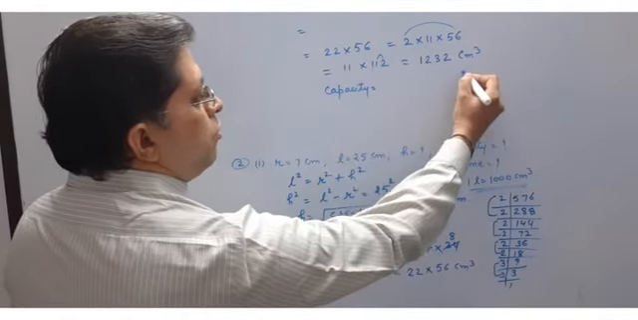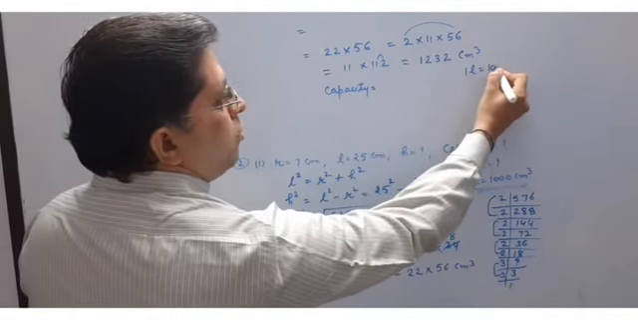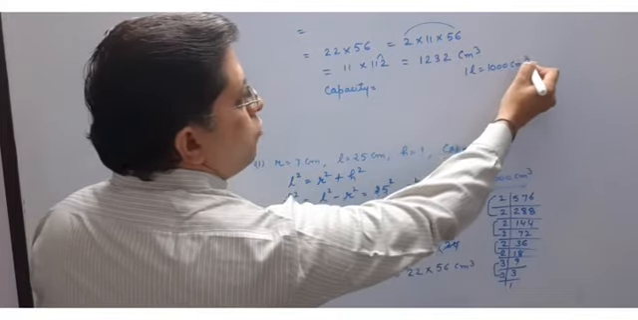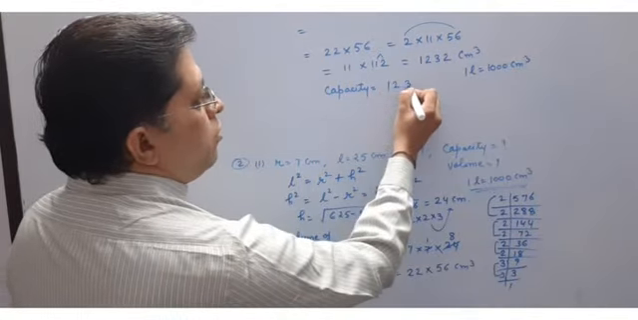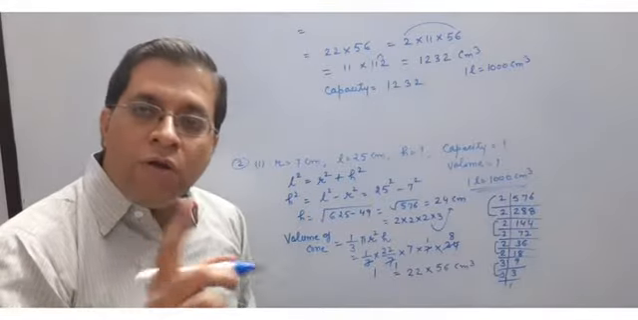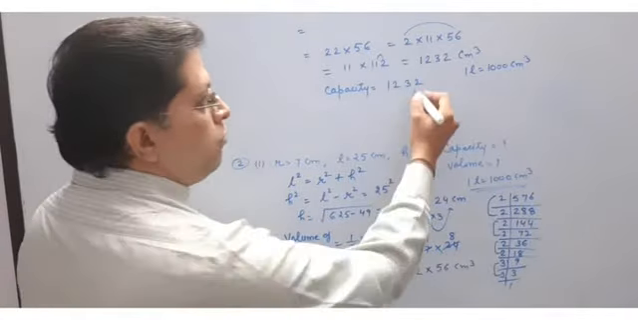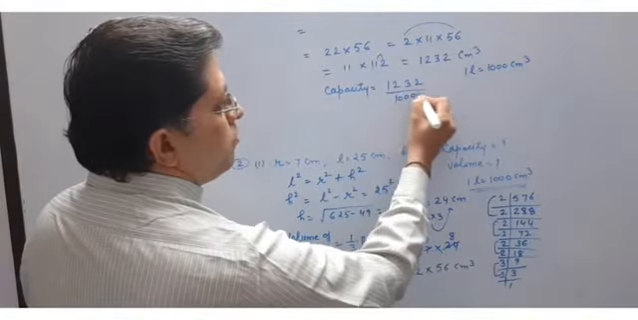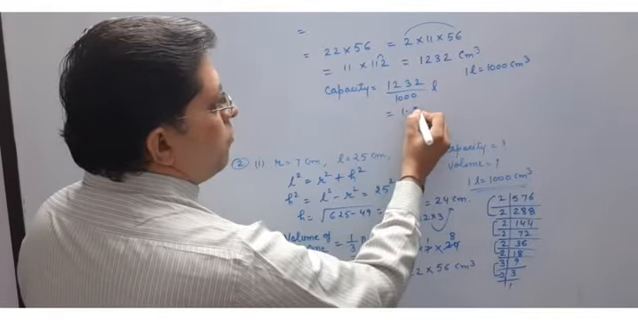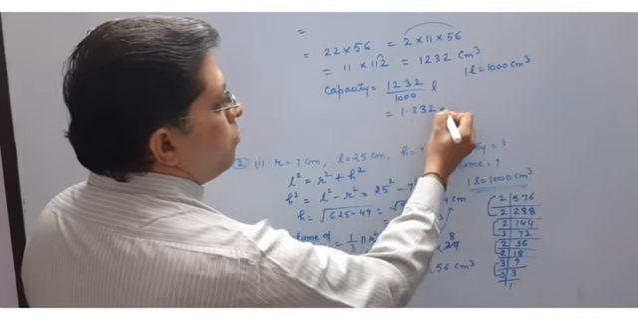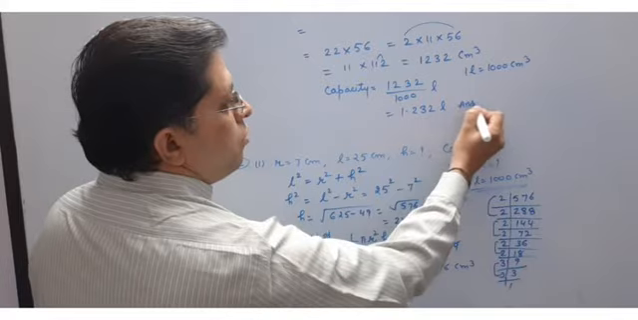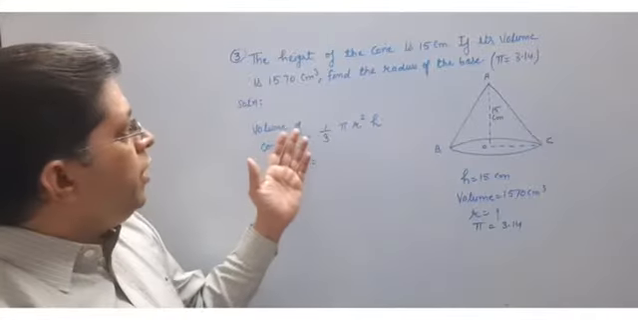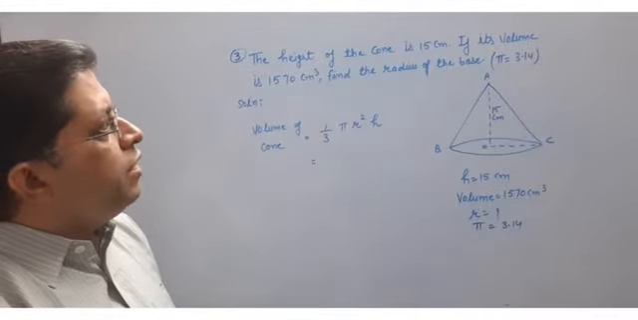Capacity, and what we know actually, 1 liter is equal to 1000 centimeter cube. So I have here 1232 centimeter cube. I have to convert it into liters. So I have to divide by 1000. So what will be 1.232 liter? This is your answer.